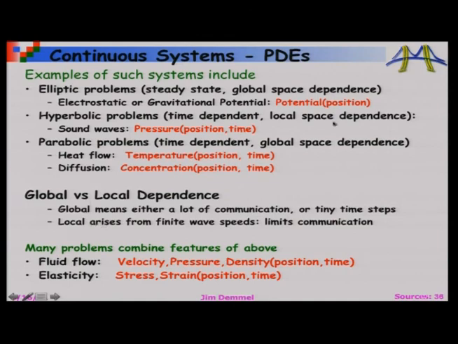And so this difference here between local and global is enormously important when you try to parallelize it. Global means if everybody depends on everybody, so there's either a lot of communication or tiny time steps or one of those really clever algorithms I told you about before. And local is when things move at a finite speed. Sound moves at a finite speed and so forth. That's going to limit your communication. And of course, in the real world, like fluids, elasticity, you combine these things. But I'm just going to talk about the model problems.